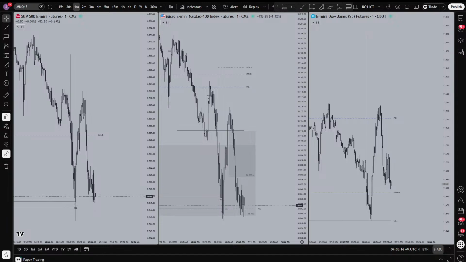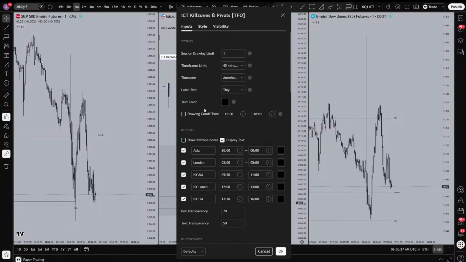Yeah, your charts look solid. That looks good. I use ICT kill zones as well for the liquidity, but I have my settings like this if you want to take a screenshot.